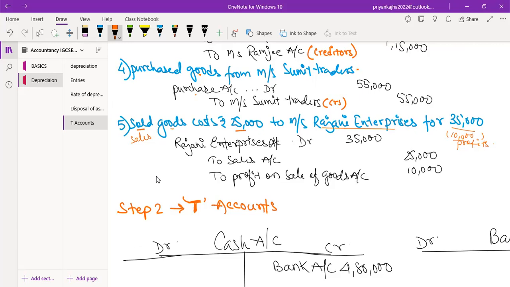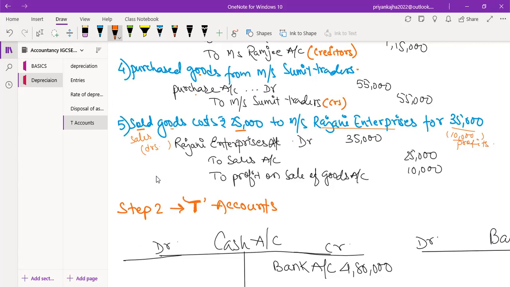So the first one is Rajni Enterprises. He's our debtor. Why are we recording his name? Because the payment has not been made. If the payment had been made, they would have already mentioned in the transaction that it was paid in cash, but they're only giving us information that it has been sold, not paid.